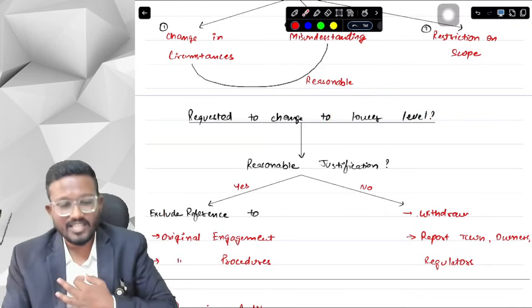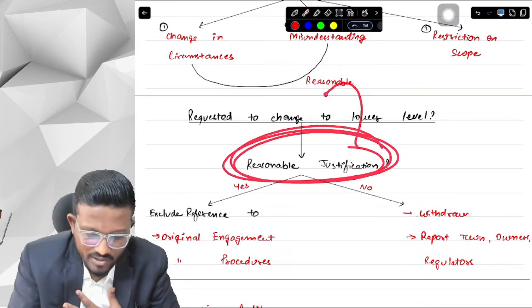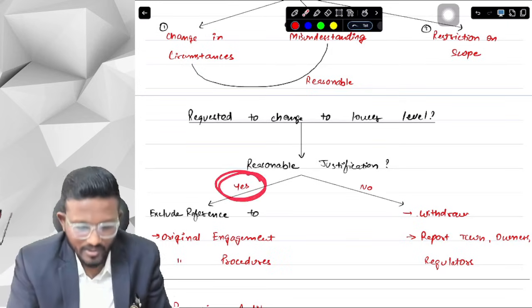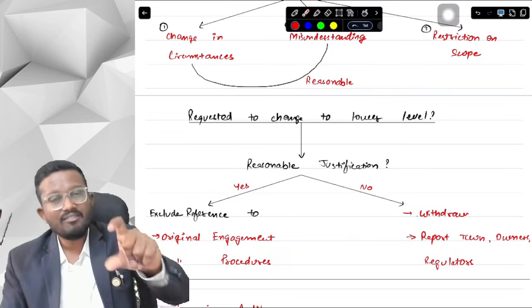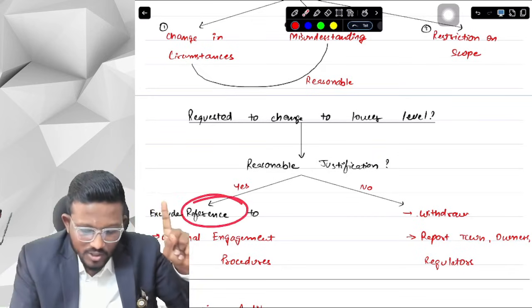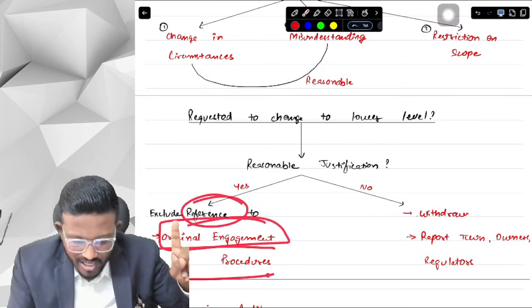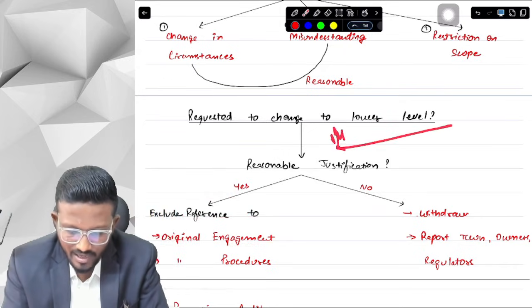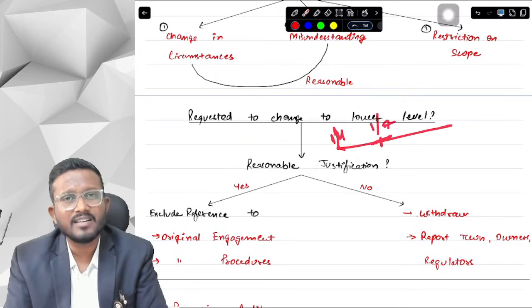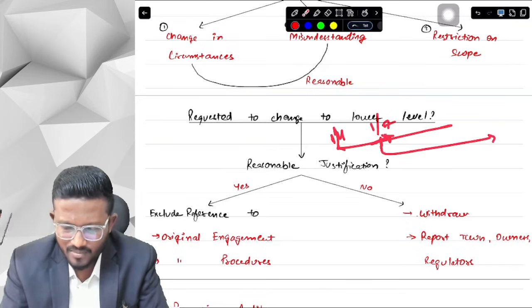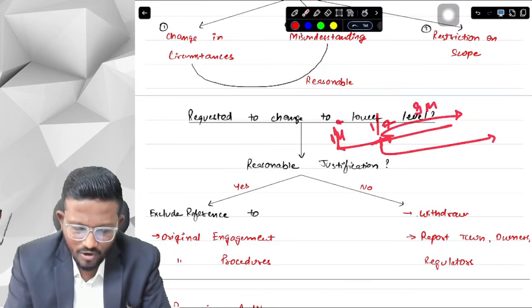Then also I will have to see whether there is any reasonable justification for doing so, and you now know what is the reasonable justification. If there is any reasonable justification, then I will do review. I will issue a review report, and in the review report I will not include any reference to the original engagement or original procedures. Suppose I started doing audit on 1st April, and after 3 months, on 1st July, the management comes and tells me to start review, and I find that yes, there is a reasonable justification, and I start review after this time. So for 9 months I am doing review, for 3 months I am doing audit.